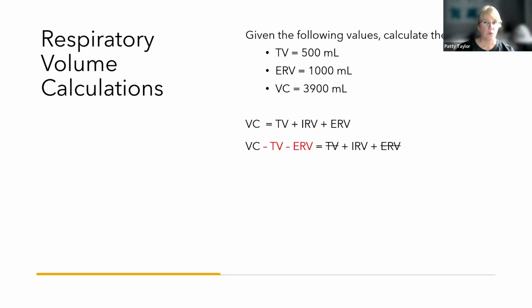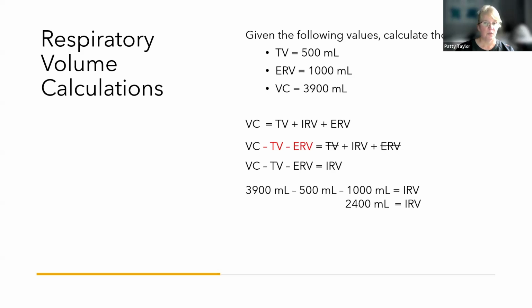So subtract away your tidal volume and your ERV, and now that will isolate for you that IRV. Plug in your numbers. Do the math. So 3,900 is vital capacity, 500 is tidal volume, ERV was 1,000, so 3,900 minus 500 minus 1,000 leaves us with 2,400 for this particular IRV.